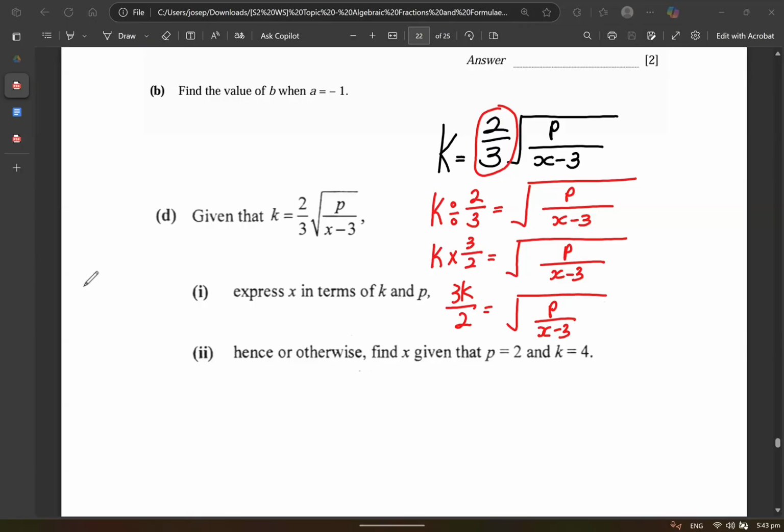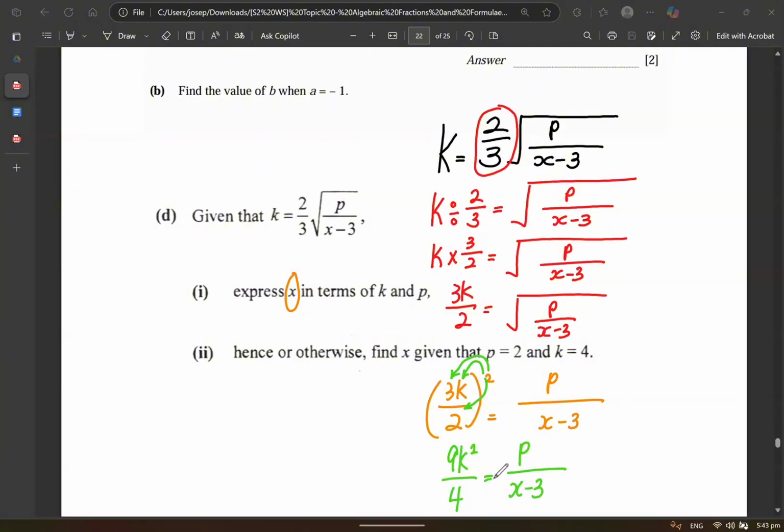How do you remove the square root? Very simple. You are going to square it. You square both sides, giving p over x minus 3. Your job is to express x. If you want, you can cross multiply. But maybe first you want to apply the square to each of the elements. When you do that, 3 to the power of 2 is 9. So 9k squared over 4 equals p over x minus 3. Can you understand?